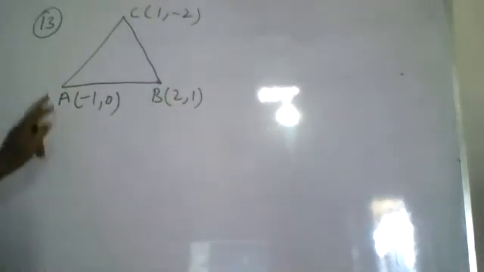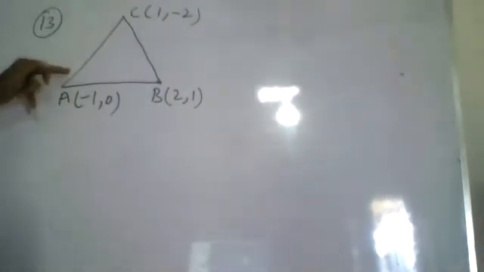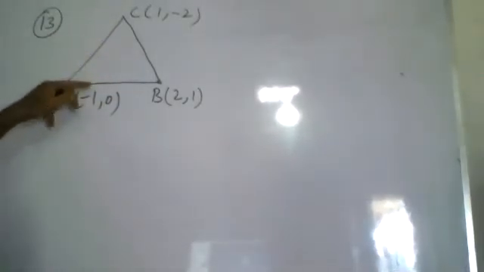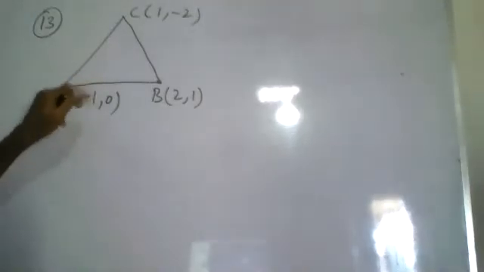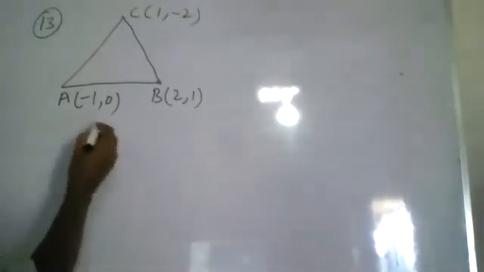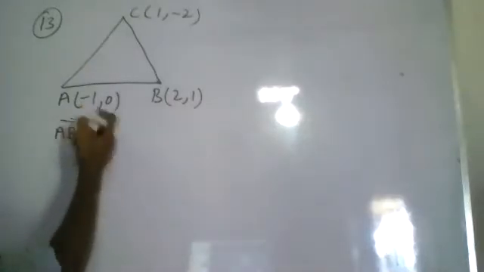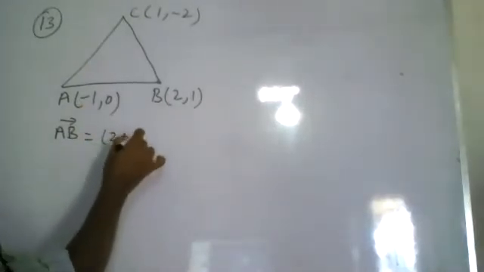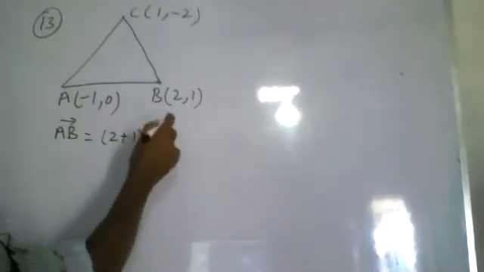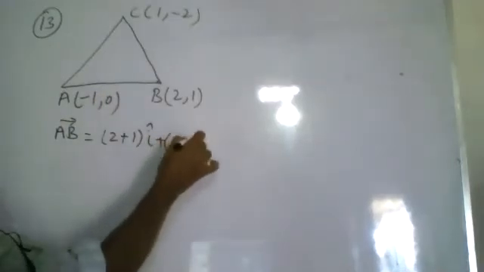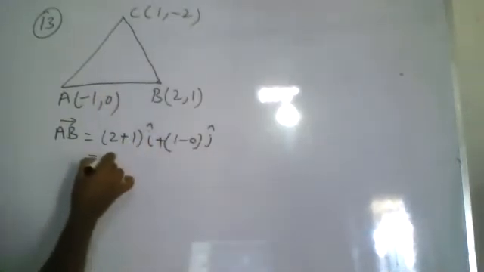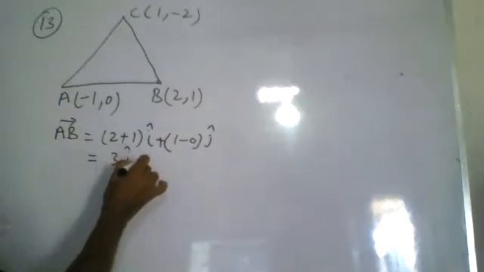We will find the angle between AB and AC. First we will find the vector AB and vector AC, and then we'll take the dot product to get the angle in between them. So the vector AB: 2 minus -1 gives +1, so 3i, and 1 minus 0 gives j. So vector AB will become 3i plus j.